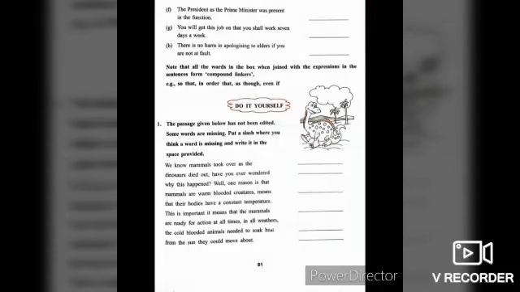Next is do it yourself. In the same way you will try do it yourself also, because it is also editing errors or omissions.